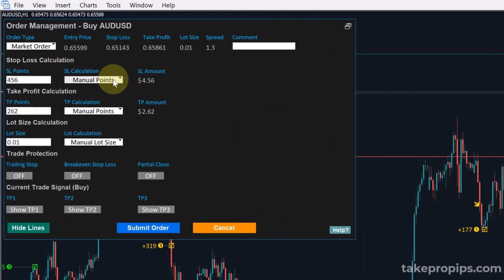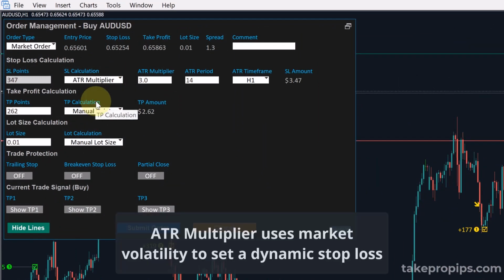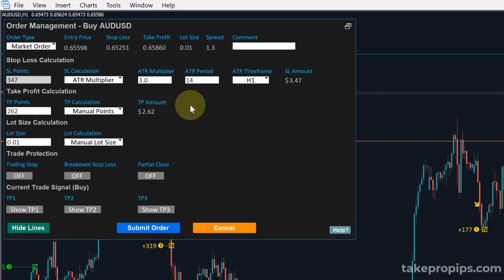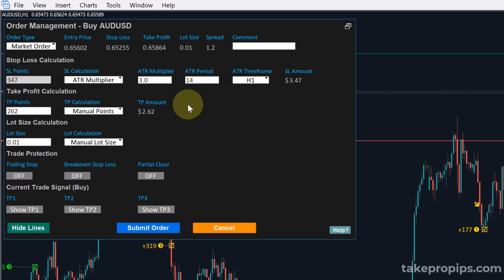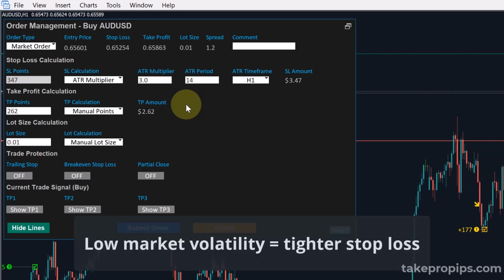Next is the ATR multiplier. The average true range, or ATR, multiplier uses market volatility to set a dynamic stop loss. It adjusts your SL based on the current market conditions, providing a more flexible approach. If the market has high volatility, it means you will require a wider stop loss because the price swings are larger. This is to avoid prematurely hitting your stop loss if the market is experiencing larger price movements. If the market has low volatility, then you can set a tighter stop loss as the price swings are smaller.